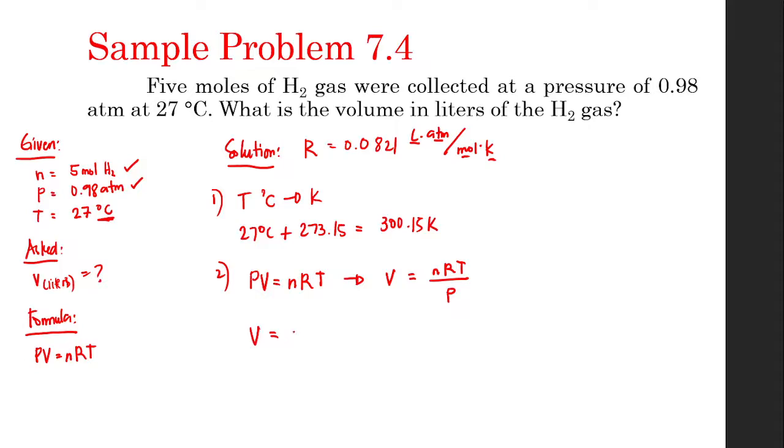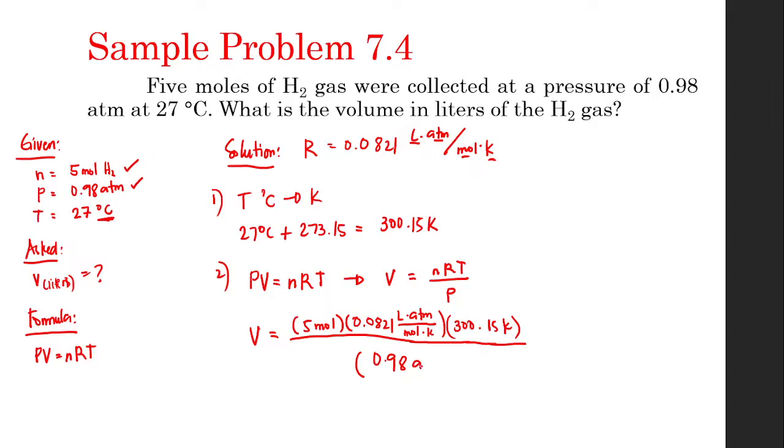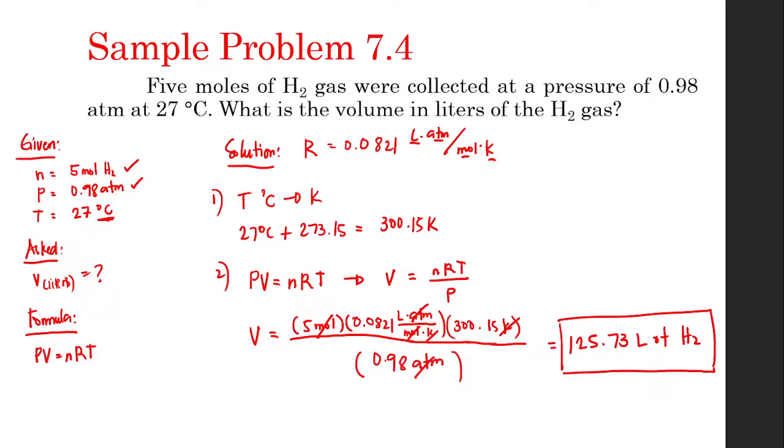So V is equal to, let's plug in your values. You have 5 moles multiplied by our R, which is 0.0821 liters atmosphere per mole Kelvin, and multiply that by the temperature, which is in units Kelvin, 300.15 Kelvin. All of that divided by pressure, which is 0.98 atmosphere. So the moles get cancelled, the Kelvin gets cancelled, and the atmospheres get cancelled. Just plugging that into your calculator, you would get that the volume is equivalent to 125.73 liters of H2. That's how you solve an ideal gas problem.